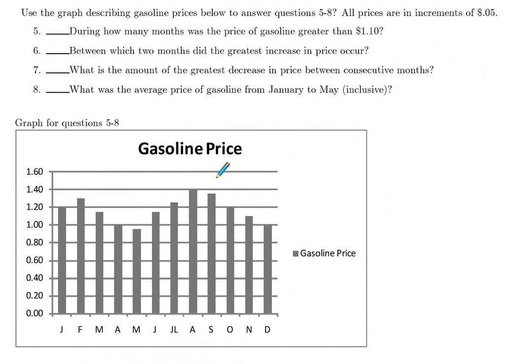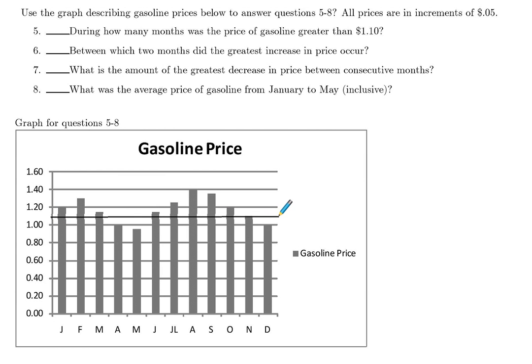Okay, in the next questions, we're using this graph on gasoline prices. So this is just interpreting a graph. So they ask us here, during how many months was the price of gasoline greater than $1.10? Well, every month this year, huh? Okay, so greater than $1.10. So $1.10, this is a dollar on the vertical, $1.20. So $1.10 would be right in here.